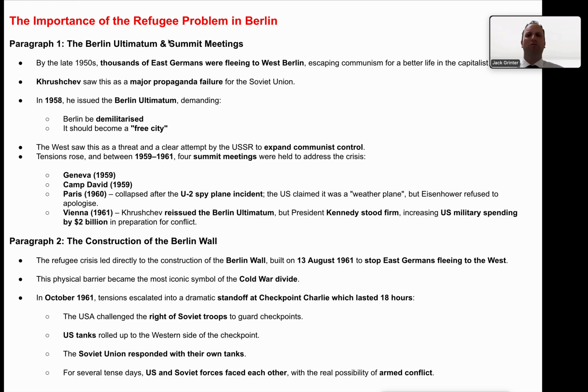So if you think with the refugee problem, it led to the Berlin ultimatum and the summit meetings, that would be my first paragraph. And then I'd also say that it led to the construction of the Berlin Wall, and I'd talk about the standoff at Checkpoint Charlie, which lasted 18 hours.